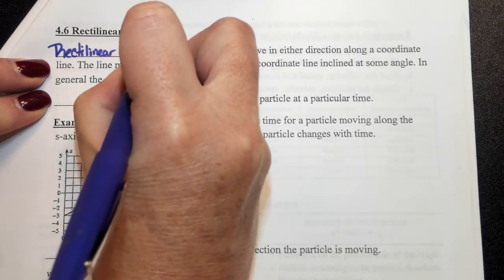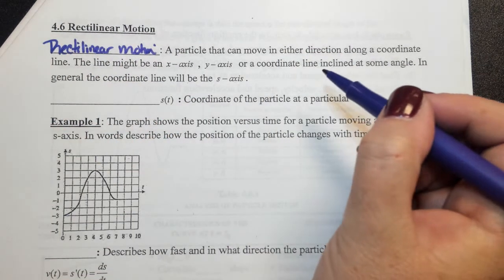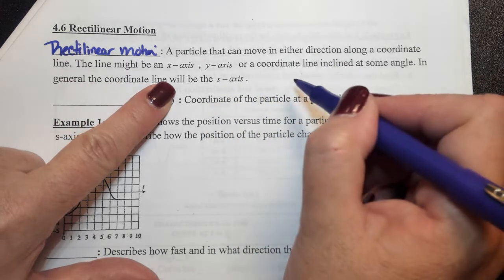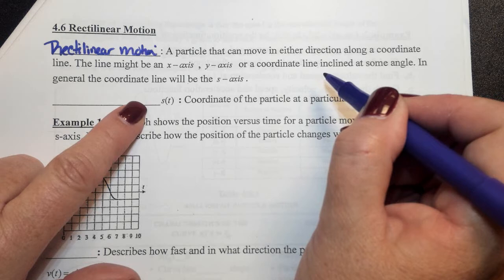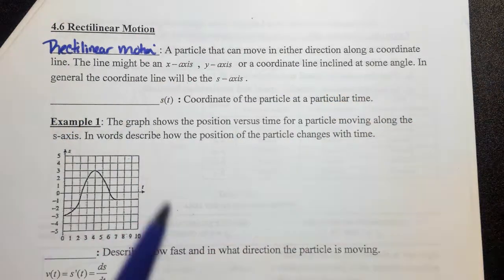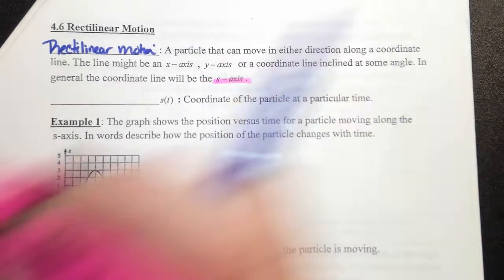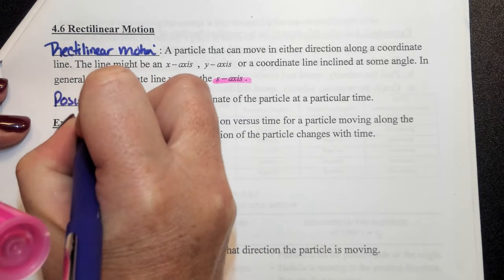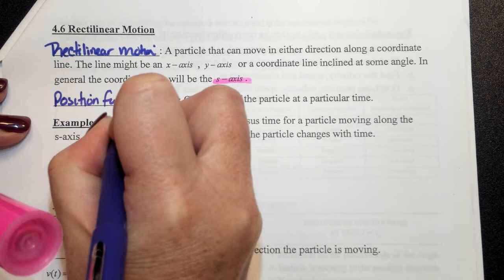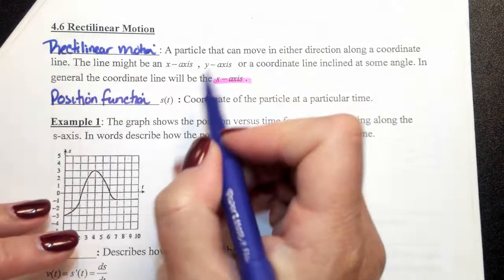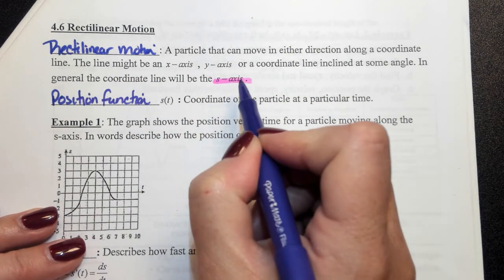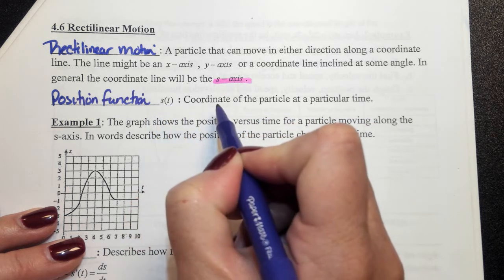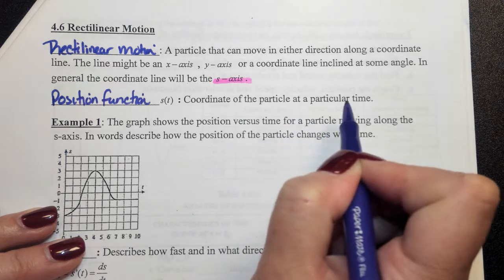we're looking at a particle that can move in either direction along a coordinate line. This line may be your x or y axis, or it may be another line inclined at some angle. In general, we refer to this coordinate line as the s-axis. We talk about a position function. Since we're referring to the general coordinate line as the s-axis, we're referring to this position function s of t. And this is simply the coordinate of the particle at a particular time.